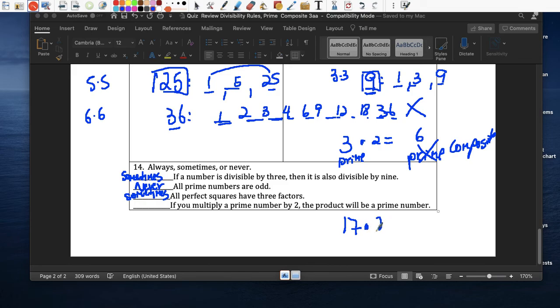17 is prime. If we multiply that by 2, we get 34. Is 34 prime? No, it's not. It's composite. So if you multiply a prime number by 2, the product will never be a prime number. That will never happen. You will never get a prime number when you multiply a prime by 2. Okay? That's your review sheet.